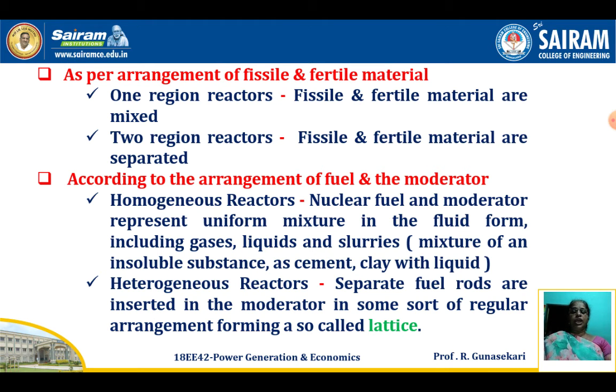Then the second type is heterogeneous reactors. What is meant by heterogeneous reactors? Separate fuel rods are inserted in the moderator in some sort of regular arrangement, forming what is called the lattice. Already you know fuel rods are also one of the components of the nuclear reactor. So based on the arrangement of fuel and the moderator, the nuclear reactor can be classified into two types: homogeneous reactors and heterogeneous reactors.